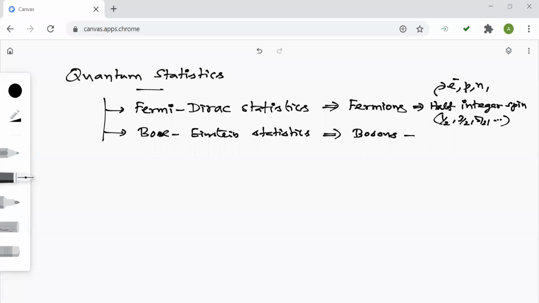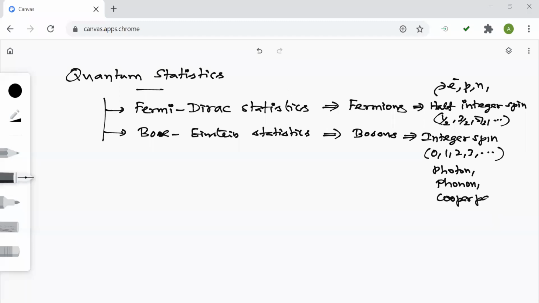Then what are bosons? Bosons are particles having integer spin. Integer spin means 0, 1, 2, 3, 4, etc. If the spin of the particle is 0, 1, 2, 3, 4, we call those particles bosons. In bosons we have photon, a quantum particle whose spin is 0, phonon, and Cooper pair of electrons. These are a few examples; we have many more.